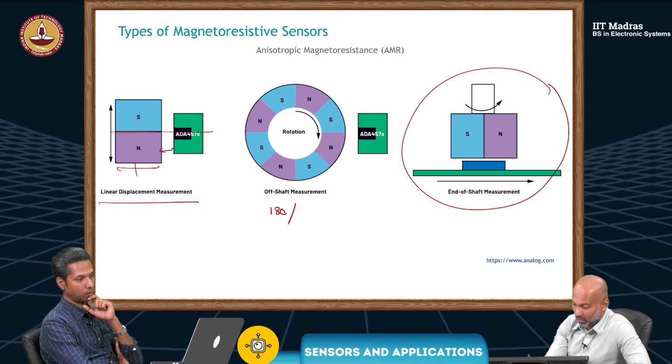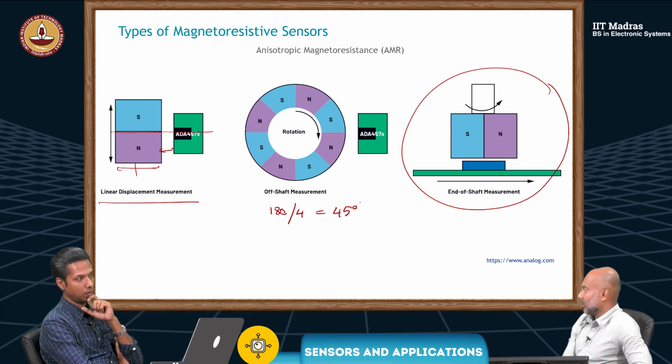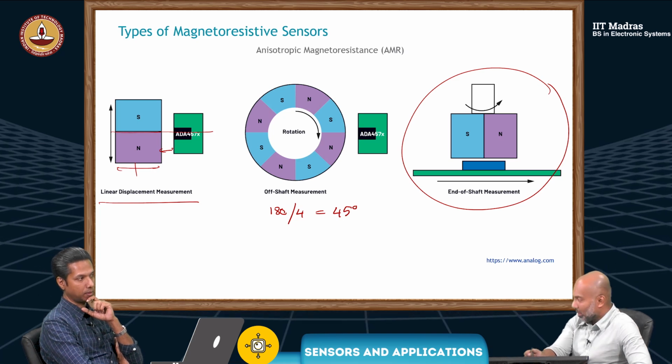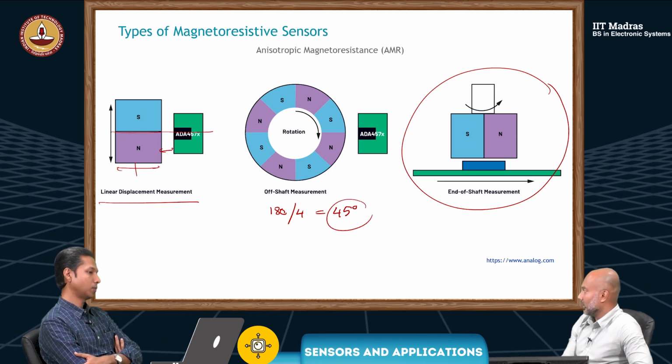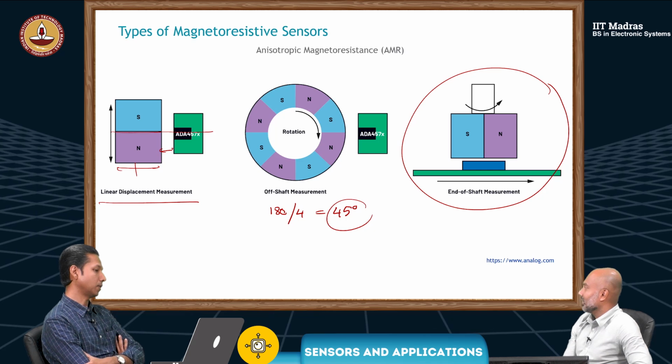So then the range will be limited to 45 because it's repeating. Yes. So the more number of magnets you have, the lower this range will be, right? Because it will then reset.